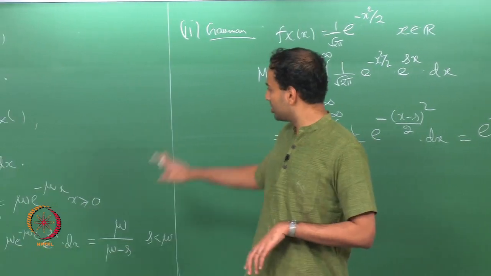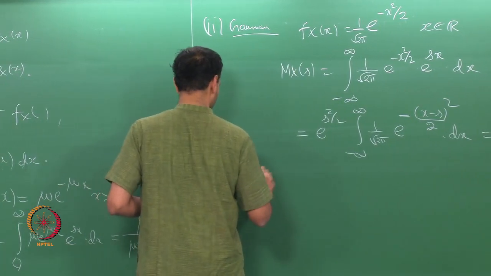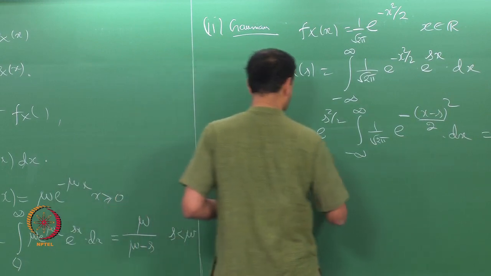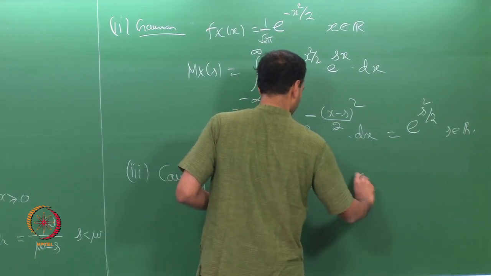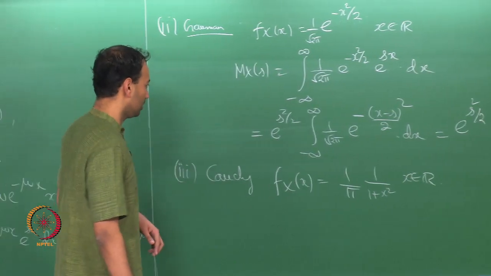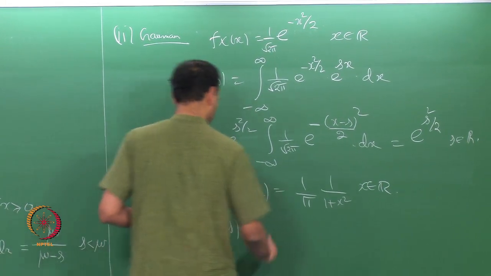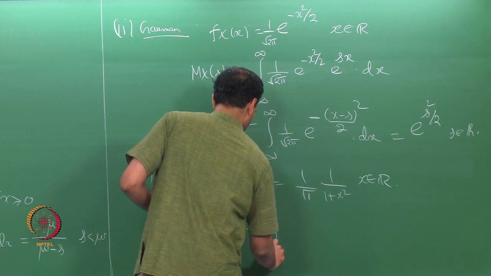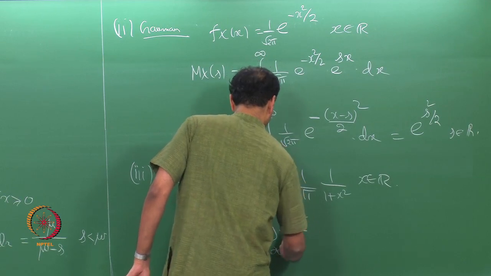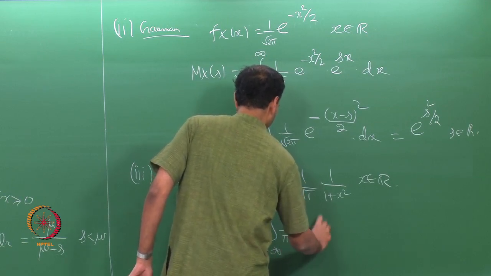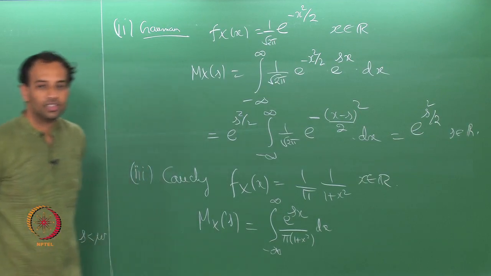So that is exponential, this is Gaussian, and finally, let me do Cauchy. If you have f_X(x) equal to 1 over pi times 1 over 1 plus x squared, x in R, now you try to do this integral: M_X(s) equal to the integral from minus infinity to infinity of e^(s x) over pi times (1 plus x squared) dx. Now, what happens in this case?